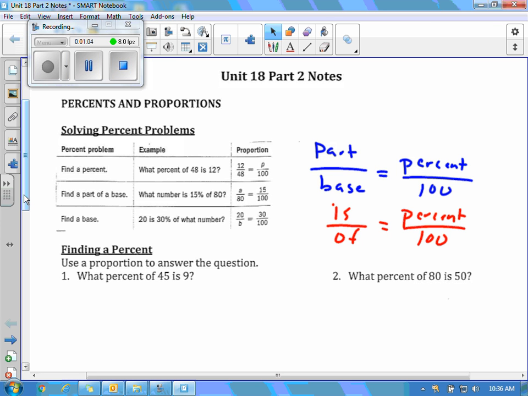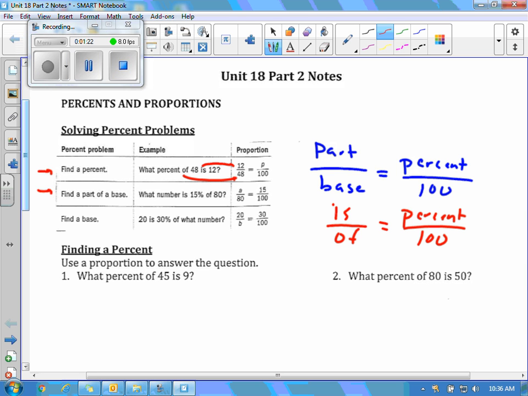If you look at the first one in this table, it says finding a percent. The question is what percent of 48 is 12? "Of" goes on the bottom, so that's why 48 is down here. "Is" goes to the top, which is why 12 is there. And you're looking for the percent over 100.